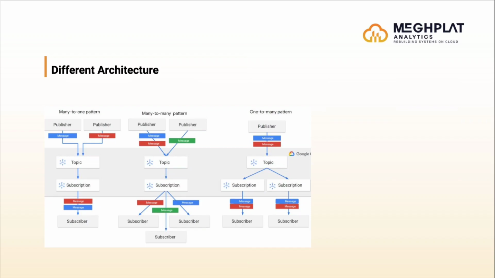Next comes one-to-many. In a one-to-many PubSub architecture, a single publisher sends messages to multiple subscribers. However, the messages are delivered to each subscriber in a separate stream. This architecture is useful for sending messages that are relevant to a group of subscribers.